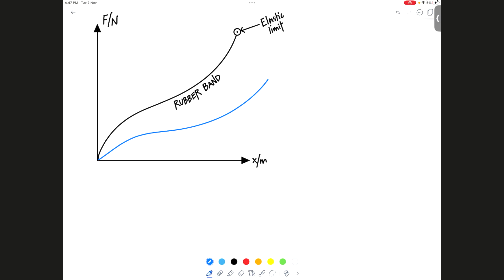How does it look beyond the elastic limit? It breaks. Elastic limit to break, for a rubber band. A rubber band has no plastic part. If you try to tear the rubber band, it breaks. There's no permanently deformed rubber band.